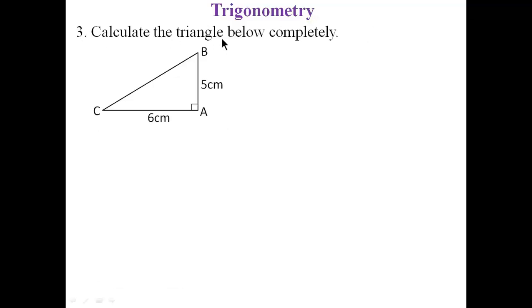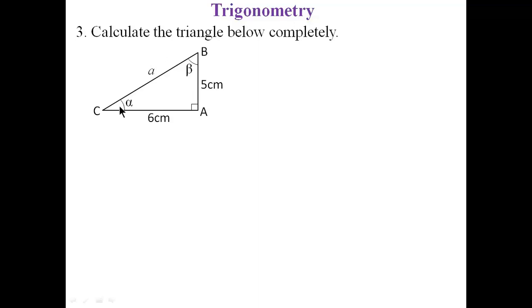Problem 3. Calculate the triangle below completely. So we have the right angle triangle. To calculate the triangle completely, we need to calculate the unknown side and the two angles of the triangle. So we can label them. This is side A. Call this angle here alpha and call this angle beta.